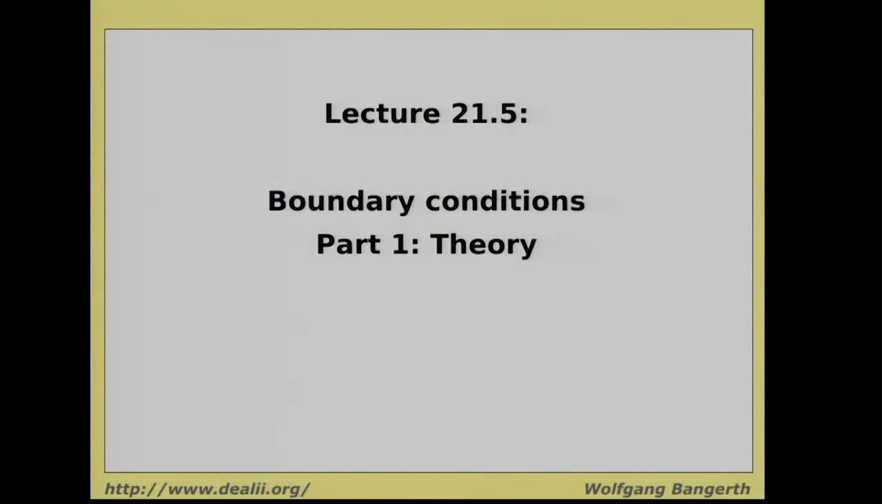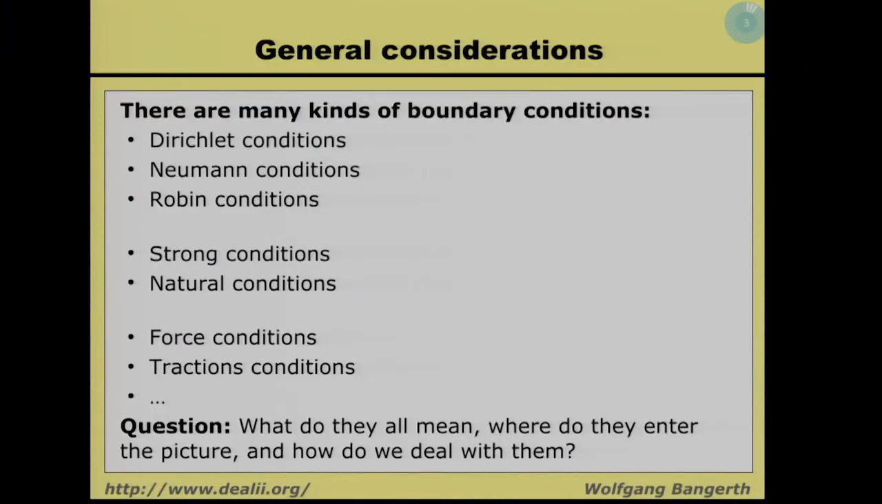All right, so in this lecture, which I call 21.5 because we're filling in numbers, I would like to talk about a topic that seems to be perpetually confusing, namely boundary conditions. Boundary conditions come in many different varieties. In particular, we call them, for example, Dirichlet conditions, Neumann conditions. There's Robin conditions. Then sometimes we talk about strong and natural or weak boundary conditions.